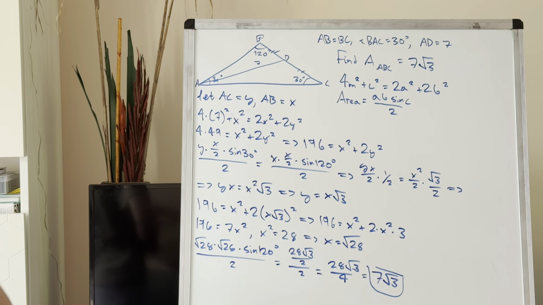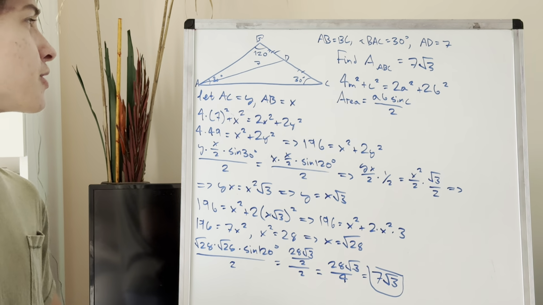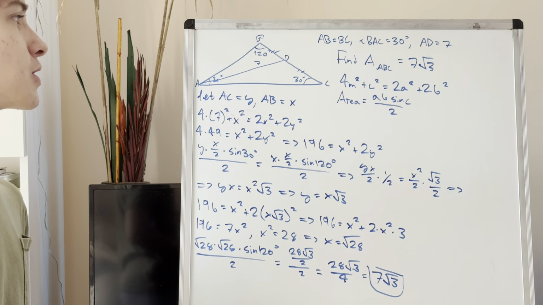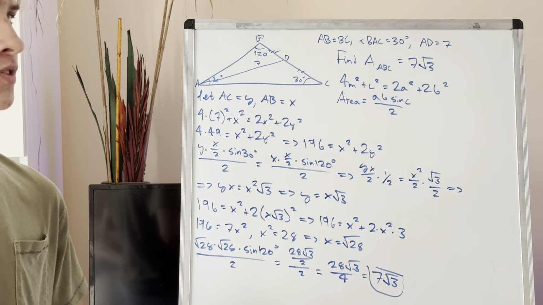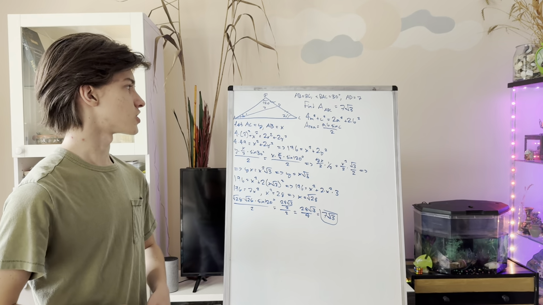We have solved it. That's the problem. It's very interesting that the area of this isosceles triangle is √3 times the length of its median. Try to prove it for a general case for such an isosceles triangle.